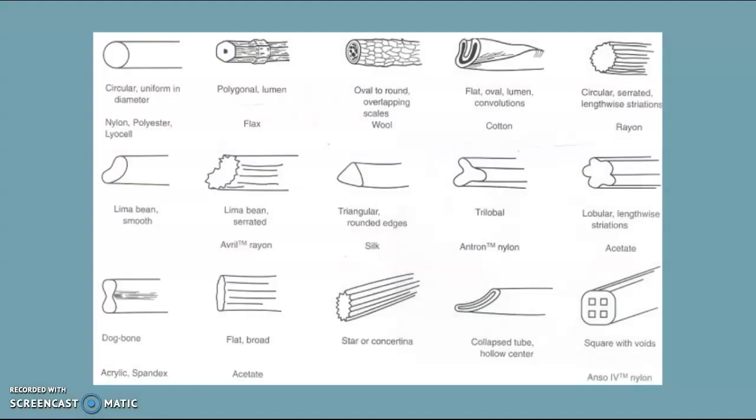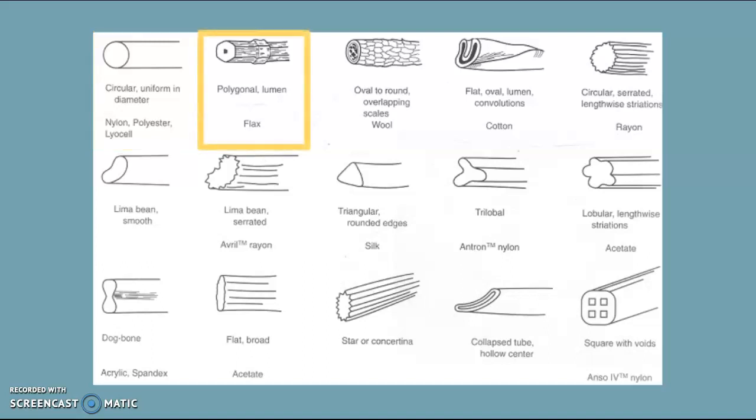Okay, so the first thing that we do as forensic scientists to examine these fibers is we look at them under the microscope. This image shows different types of fibers and what they may look like under the microscope. The first one I want to focus on is this nylon polyester. It will be circular, uniform in diameter, clean cut. That is what polyester and nylon will look like under a microscope.